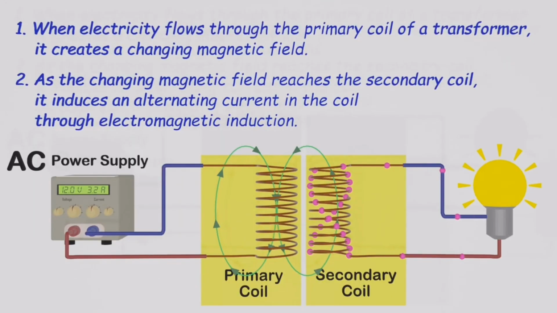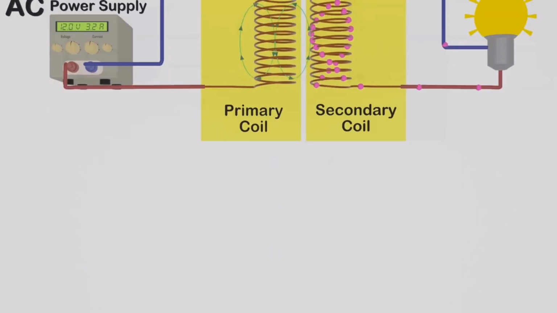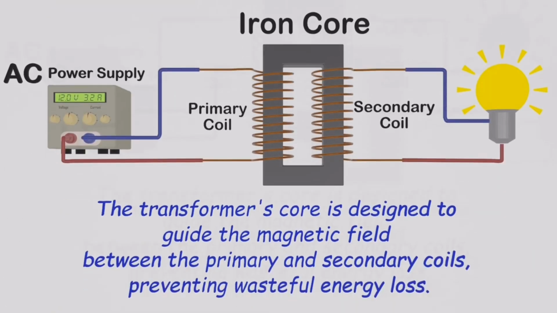By combining those, we can understand how a transformer works. When we apply an alternating current to the primary winding of a transformer, it creates a pulsating magnetic field. As the changing magnetic field reaches the secondary coil, it induces an alternating current in the coil through electromagnetic induction. The transformer's core helps direct the magnetic field between the coils, minimizing energy loss.